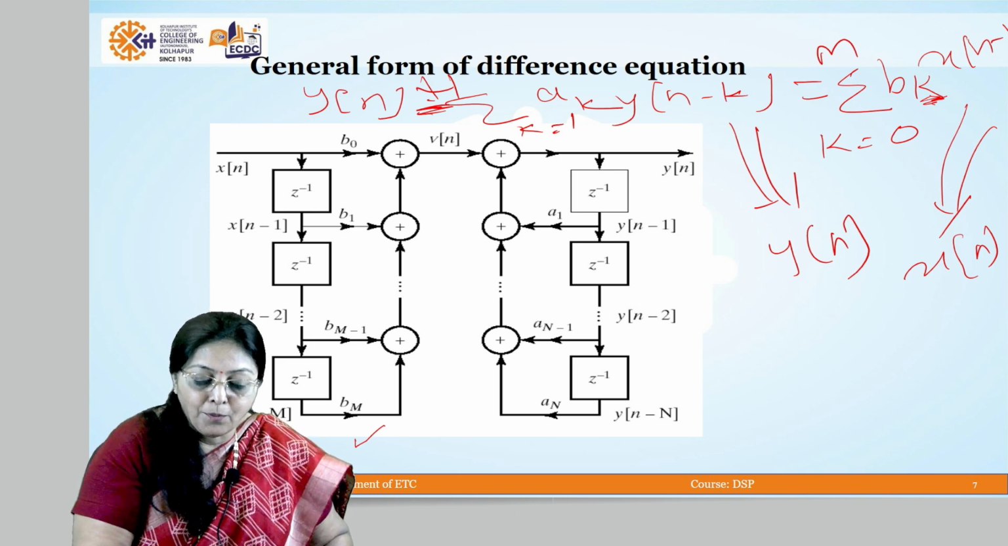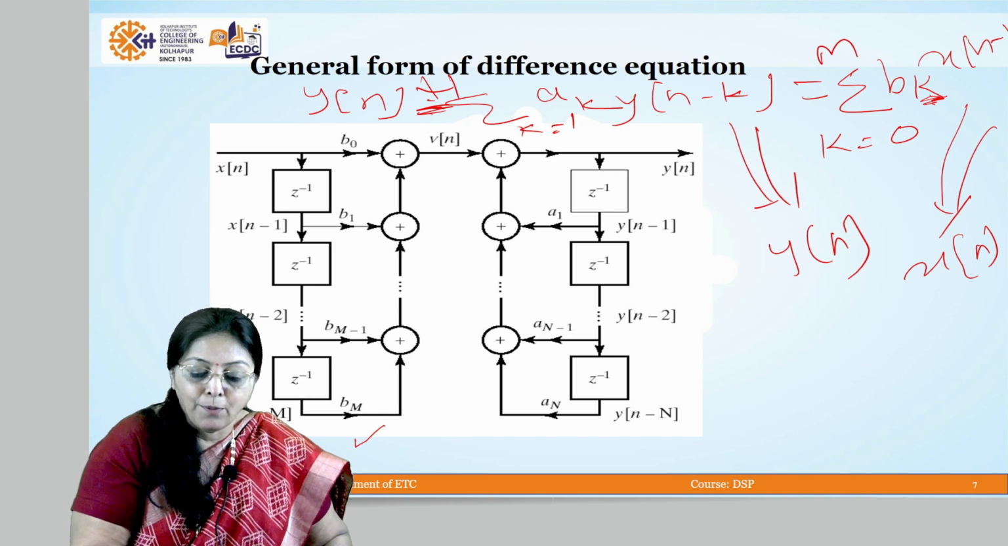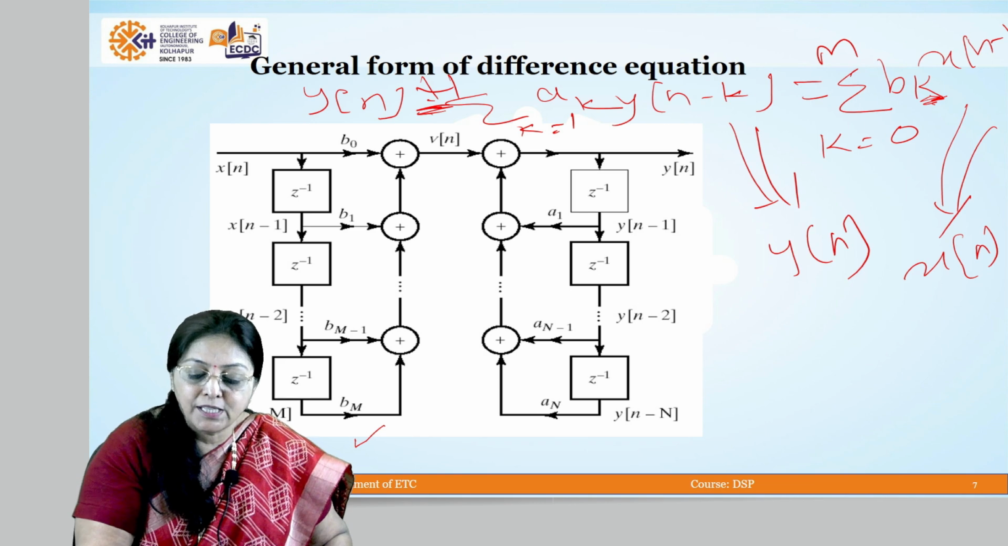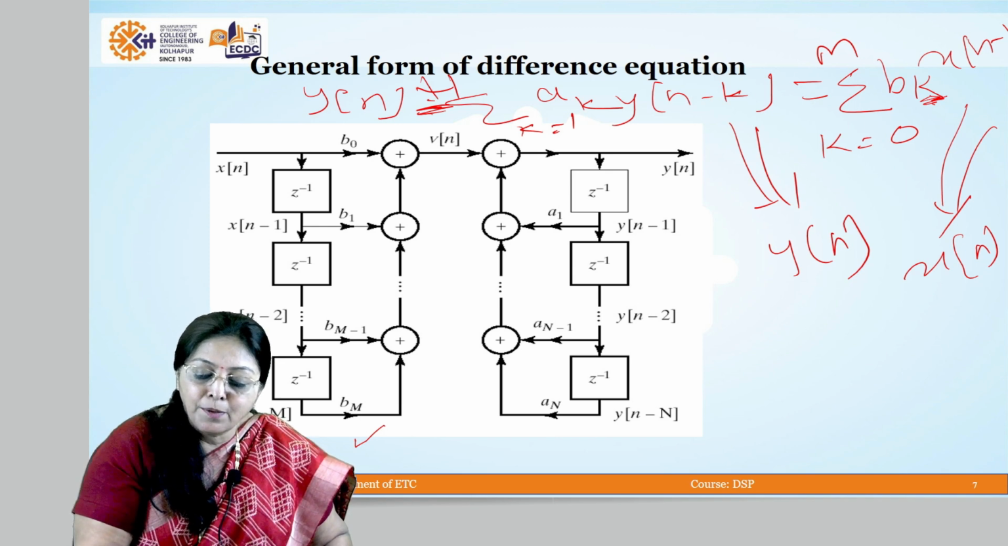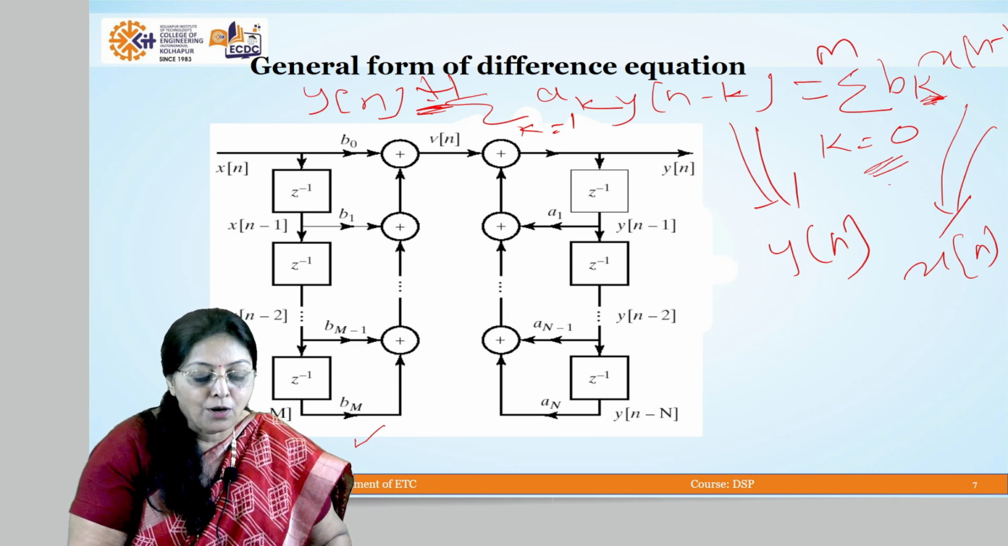How many delays are there? n minus m. How many multipliers are there? b0 to b of m. b0 is directly connected, so x of n minus 0 is just x of n. Because of that, we need not use a delay in the first place. b0 is directly attached. There is a summation symbol, so with this summation we use an adder at every place: b0 plus x of n minus 1 into b1 plus x of n minus 2 into b2, and so on, up to x of n minus m into b of m.